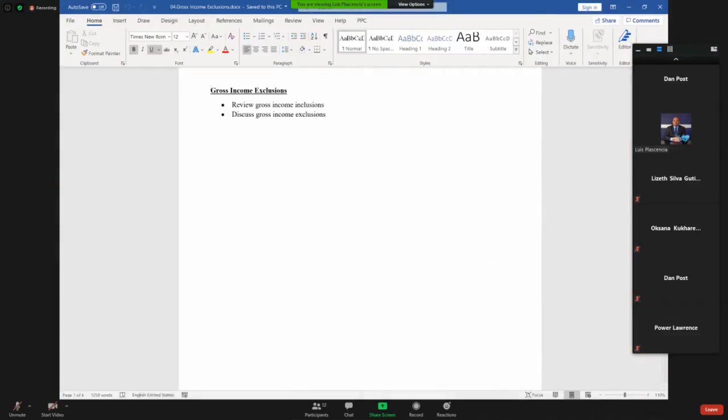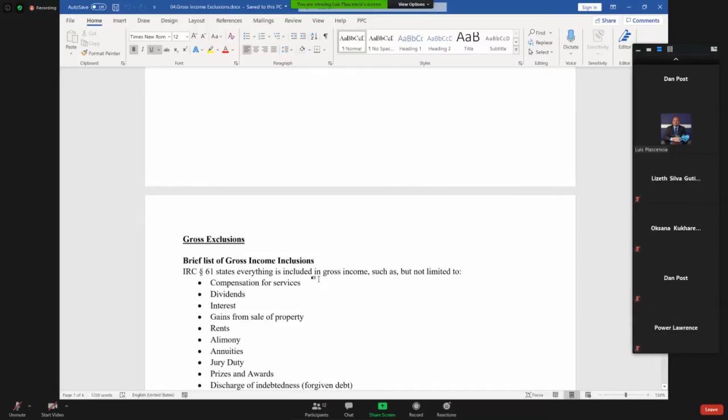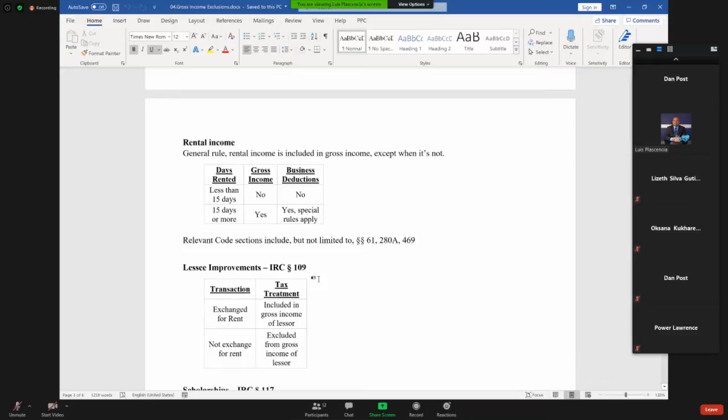Here we go. Remember when we went over this a few sessions ago? You guys see it? Yep. Again, the relevant code section is under section 61. Nothing's in gross income. The specific code section is section 280A that talks about the 15 days or 14 days or less, the income is excluded. And then no deduction.